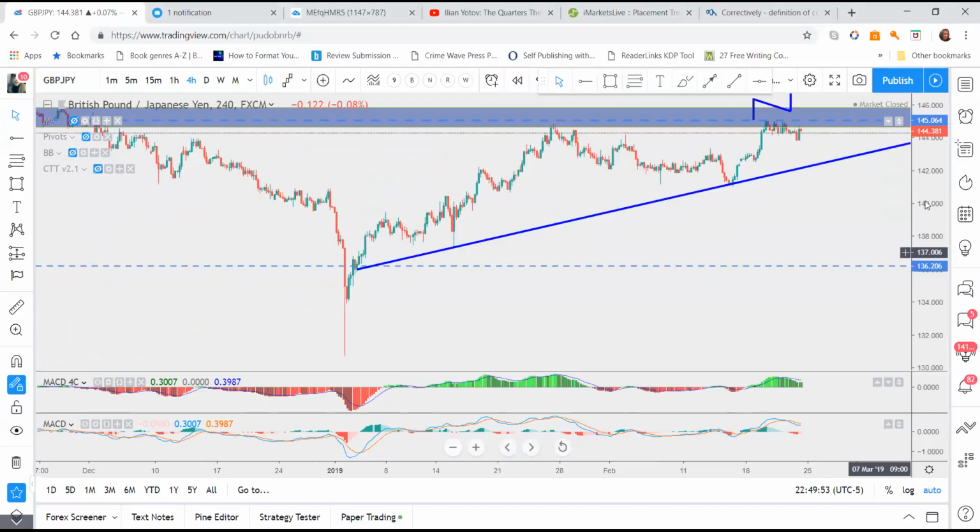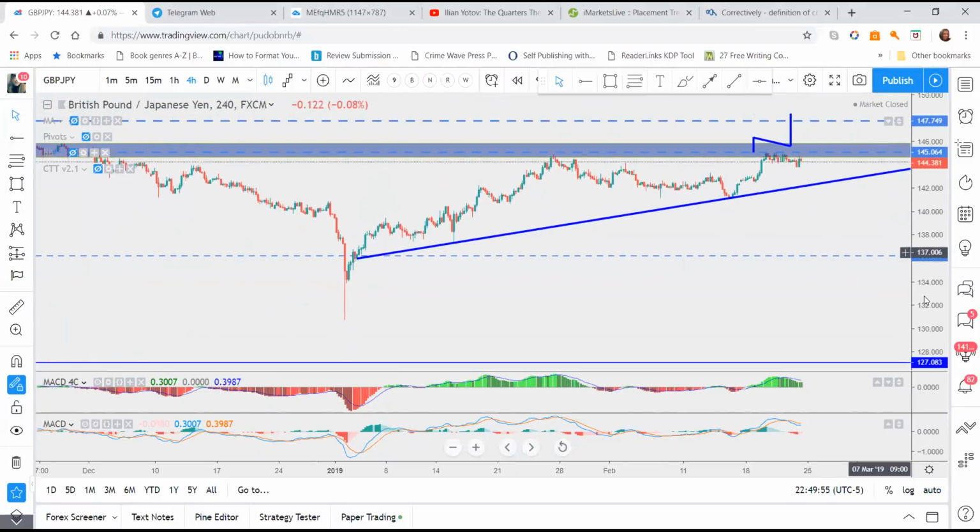So I have this one marked up. It is at my zone. If it breaks this, we're going to buy it, and if it rejects, we're going to sell it. So is there any specific pair or any specific questions? Anything else? AUD USD.